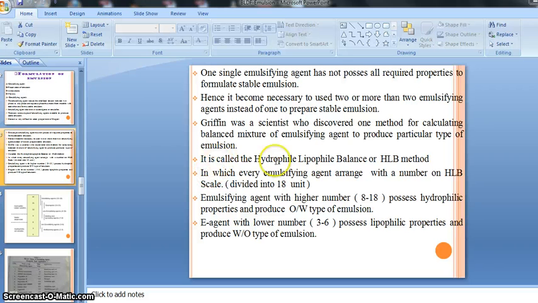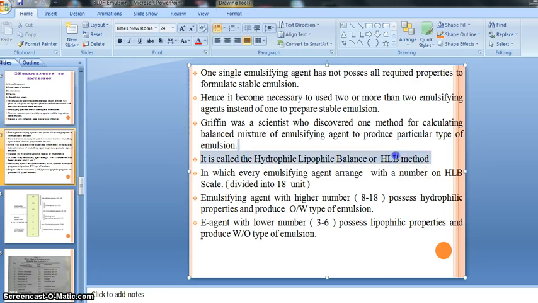This method is the hydrophilic lipophilic balance, or HLB method, which was discovered by Griffin. Hydrophilic lipophilic, as its name itself says, means the scale contains hydrophilic kinds of emulsifying agents as well as lipophilic kinds. Hydrophilic means water loving, that is, easily dissolves in water or is suitable with water or absorbs water. Lipophilic means it absorbs lipids, oils, or is soluble in oils, and is attracted to oil.